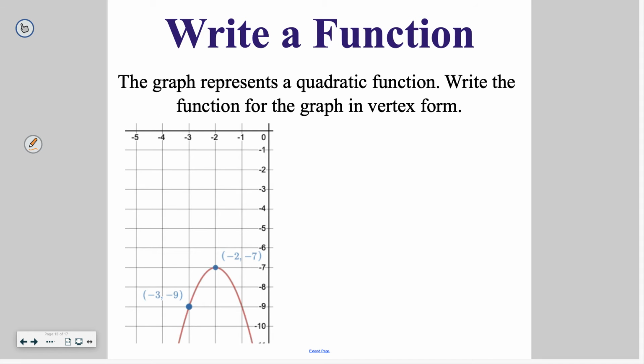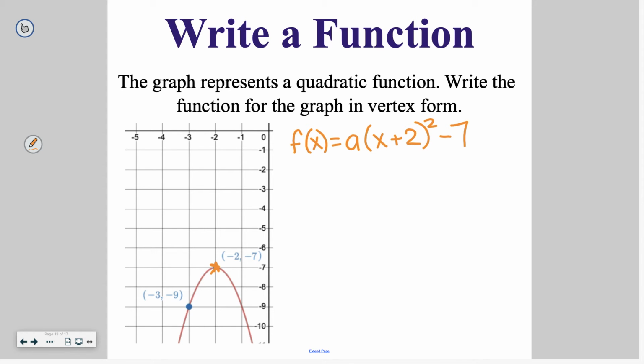Now, when it doesn't tell you it's a translation, it's going to give you an additional piece of information. So it's going to give you 2 coordinates to work with. The first thing you need to do is use that vertex coordinate. So you're going to plug that in, and you're going to say f of x is equal to, now we're going to include an a value, and then we're going to say x minus our vertex point, so that h value is -2, giving us a +2 squared, and then minus 7. So that's the initial equation that we have.